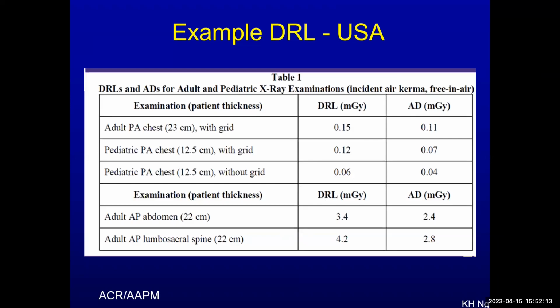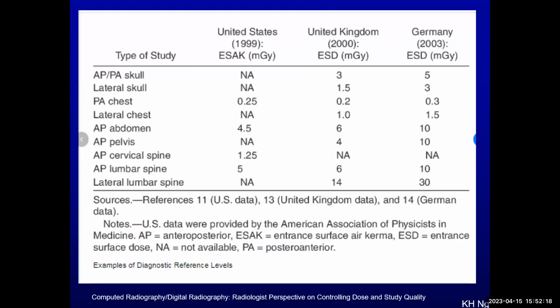So achievable dose means that it is desirable that each center can aim for that to get the acceptable image quality for diagnosis purpose. And this table compares the United States survey, United Kingdom, and Germany as well. There's a lot of ongoing studies, interesting to compare. In some, they are about the same, some vary. For example, abdomen AP, US is 4.5 milligray, UK is 6, and Germany is 10.